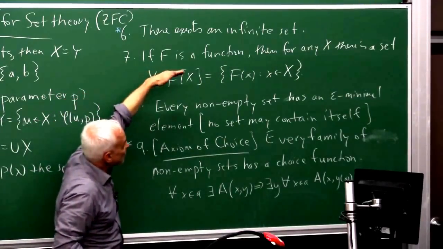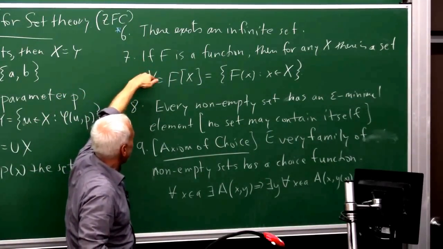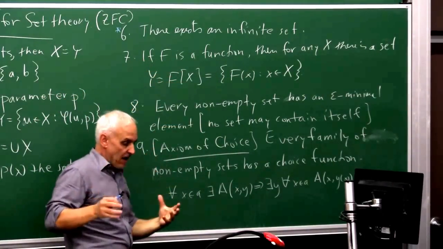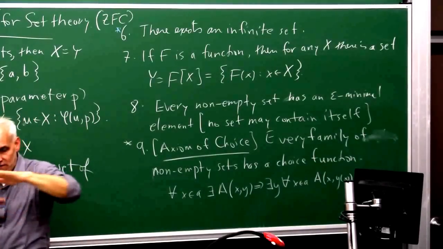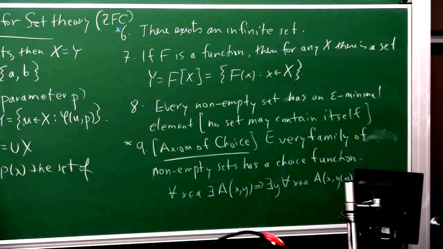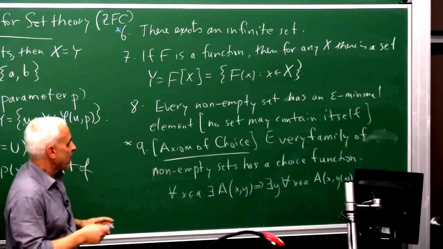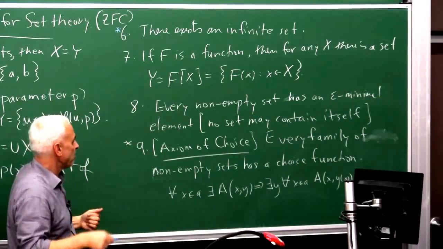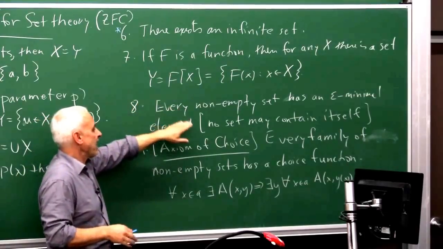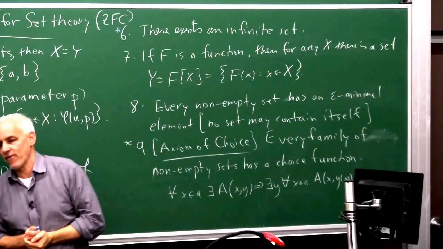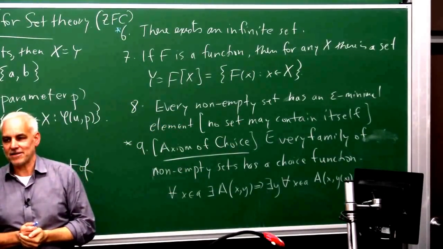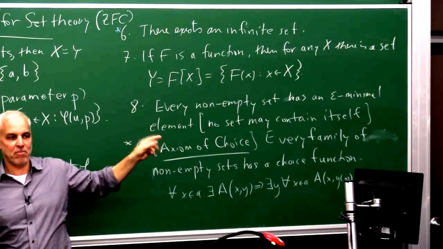Seven, if f is a function, then for any x, there is a set y, which is f of x. So if we have a function, we can apply the function uniformly to the elements of a set and get another set. This one here, every non-empty set has an epsilon containment minimal element. That's basically saying that no set may contain itself. That's there to rule out Russell-type paradoxes.